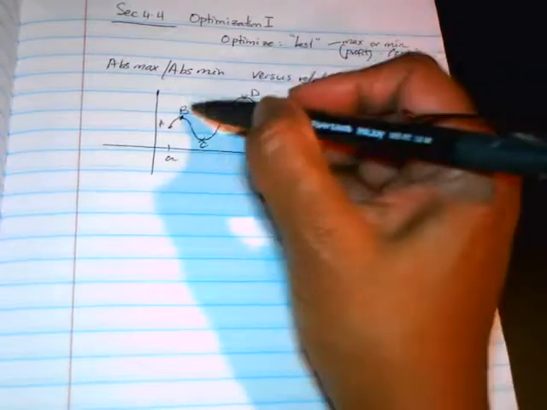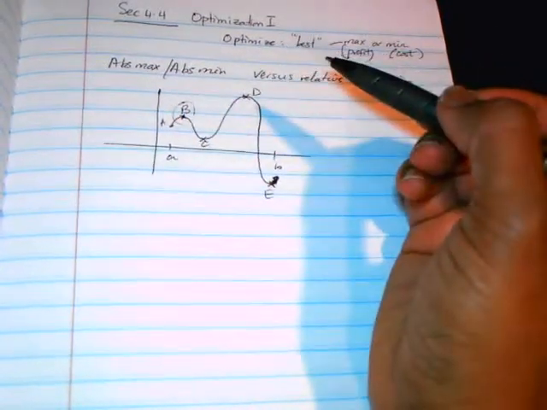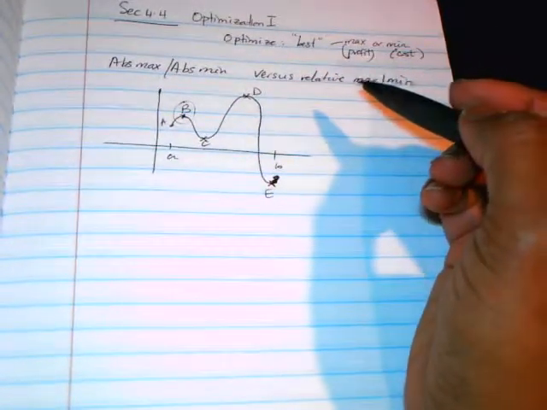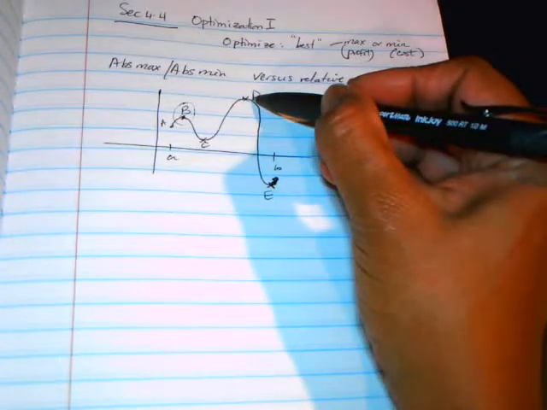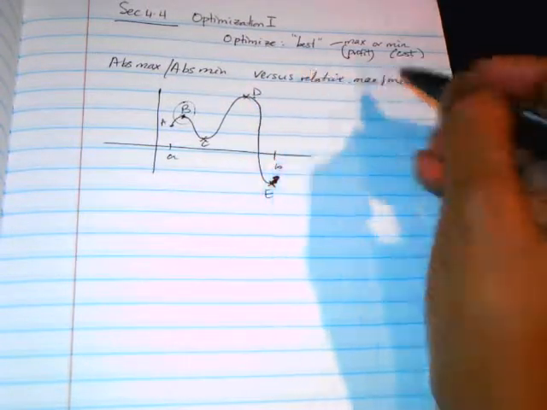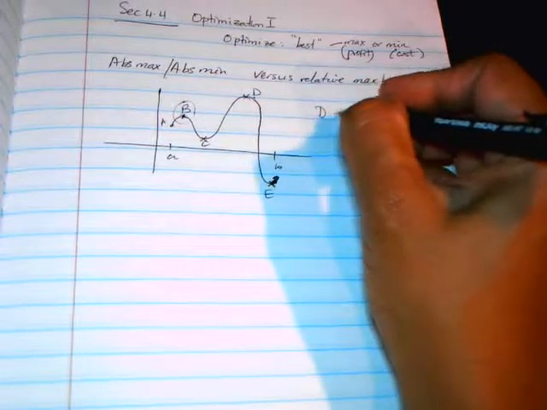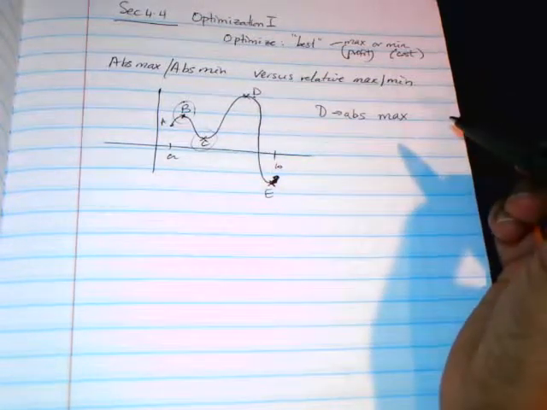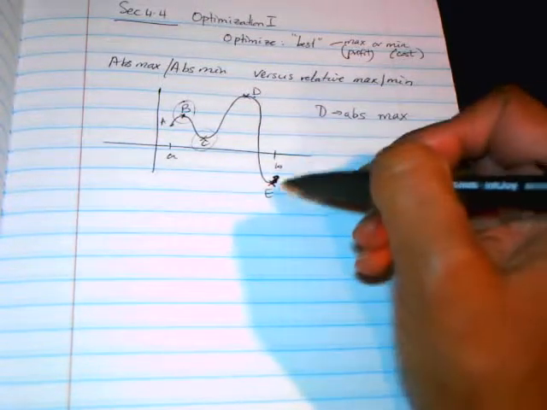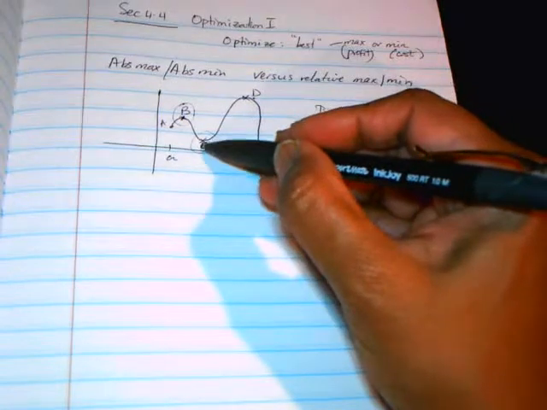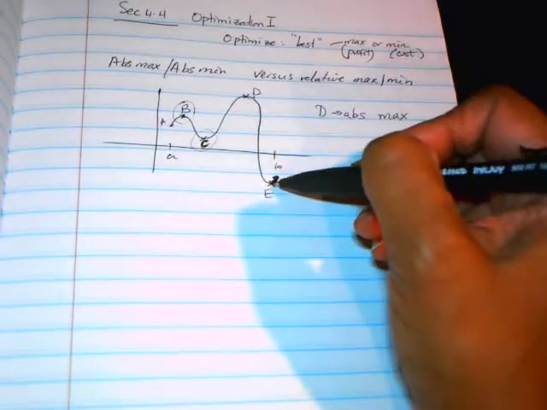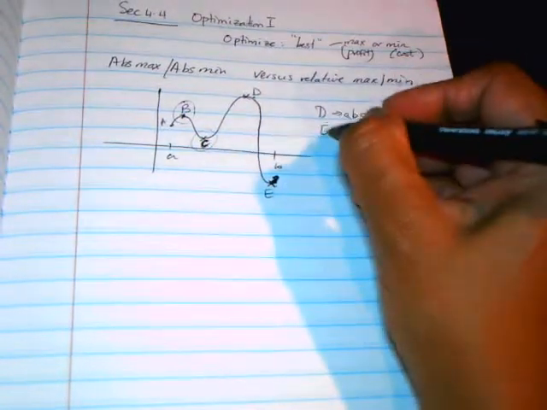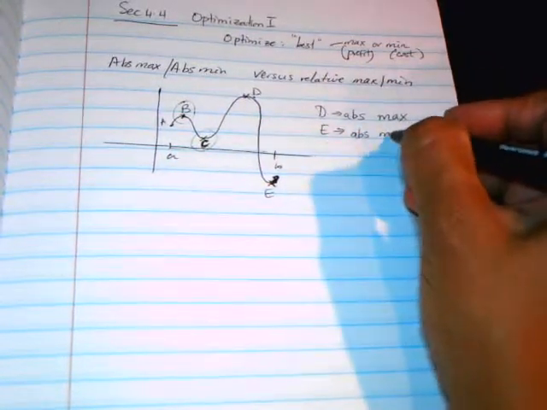Now, B in its location, in its relative neighborhood, is a maximum. However, D is higher than it, and there's no points that go higher than D. So D is your absolute maximum. E in its neighborhood is a minimum. However, C is the relative min, and E is lower than it. So E in this interval from A to B is your absolute minimum.